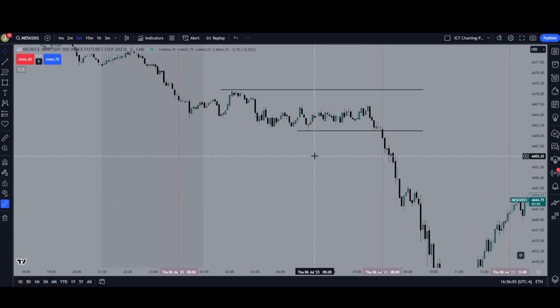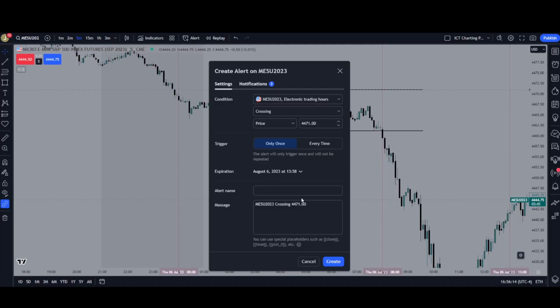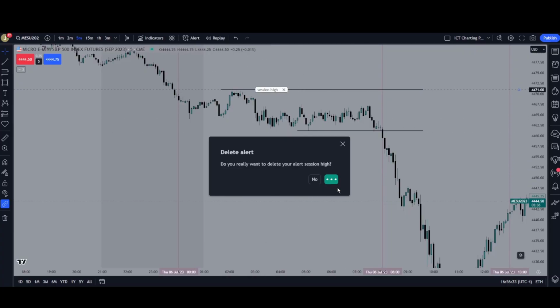And for me personally, I like this model because I don't have to be in front of the charts 100% of the time. I can just set alerts. I can set an alert right here, and then boom. If it takes out the high, then I know I've got to start looking at the charts and seeing if it's time for the model to appear.